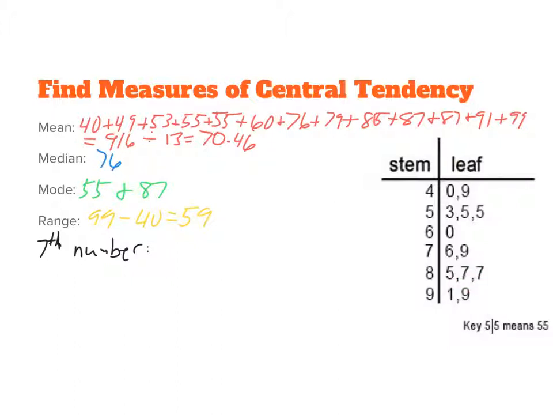Now for the last one, they're going to ask you for a certain number in the data set. All you have to do is start with the smallest number and count until you get to the number that they're asking for. In this case, they ask us for the 7th number. So if I start with the smallest one and count to 7, 1, 2, 3, 4, 5, 6, 7, it's 76. So 76 is the 7th number in our data set.